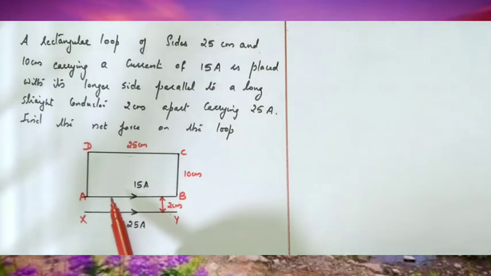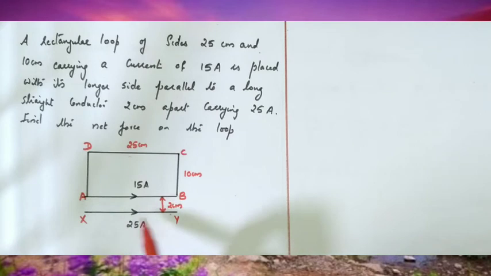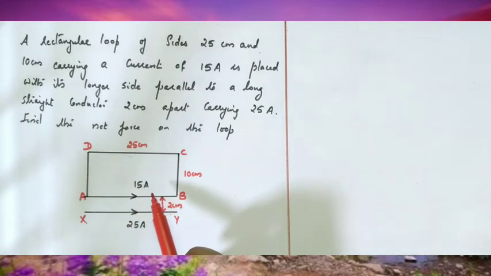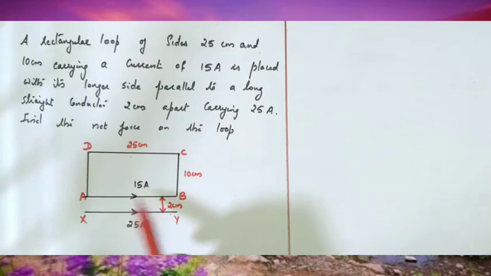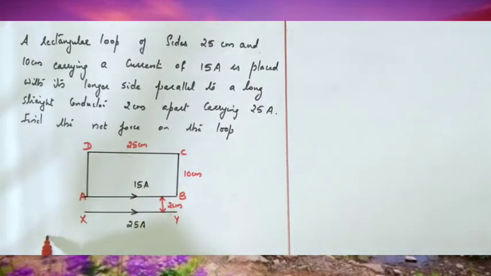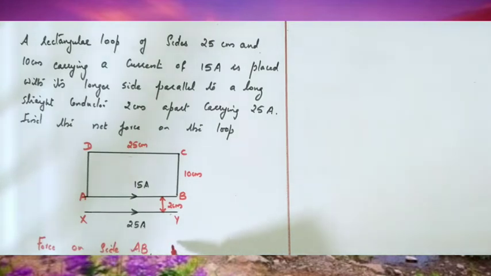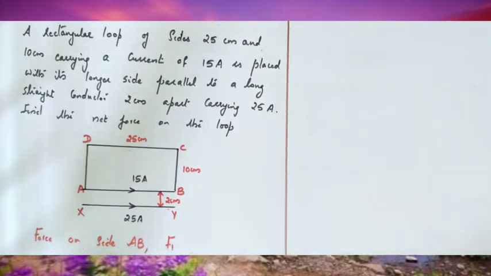Here, what is the force on the side AB? This AB and XY, this is a straight conductor placed. So, there is a force between AB and XY. These two are parallel conductors and the currents are also flowing in the same direction. And we know that parallel currents attract, isn't it? So, the force acting on side AB, the first one, let it be F1.